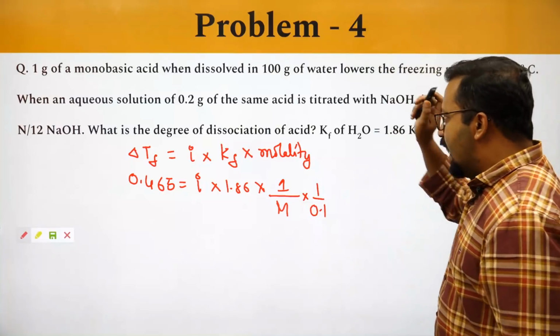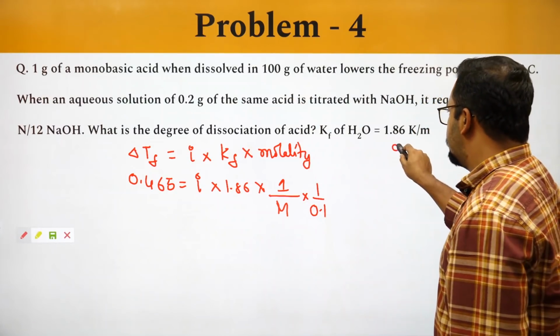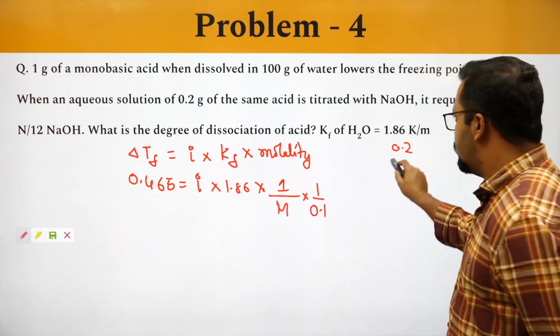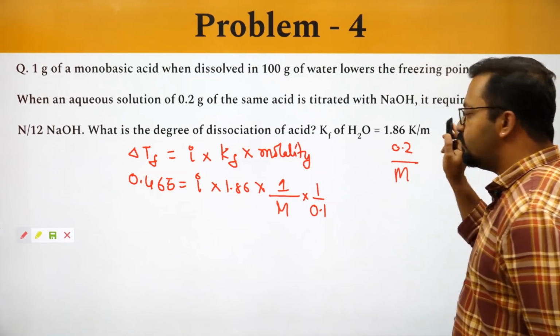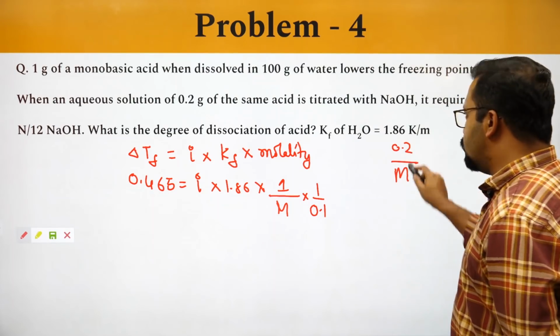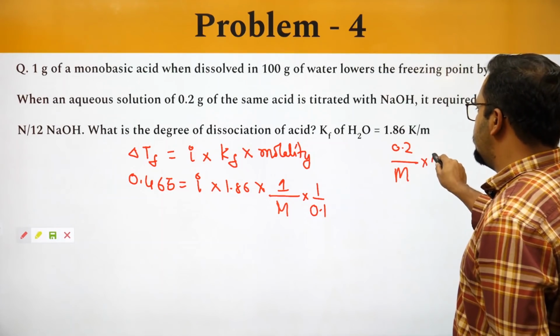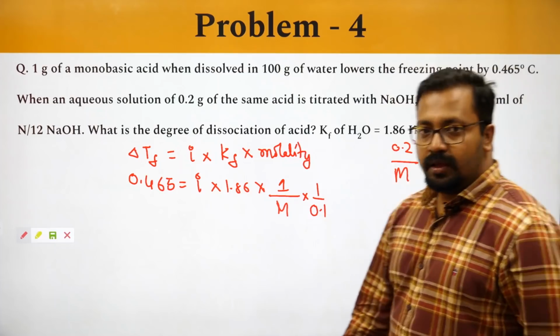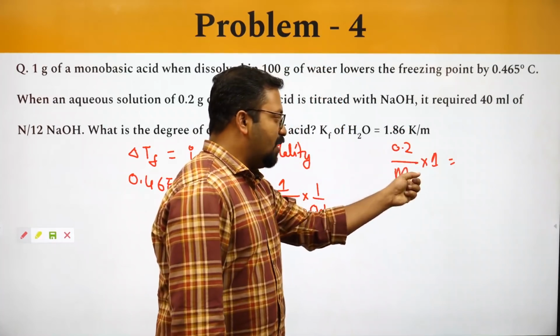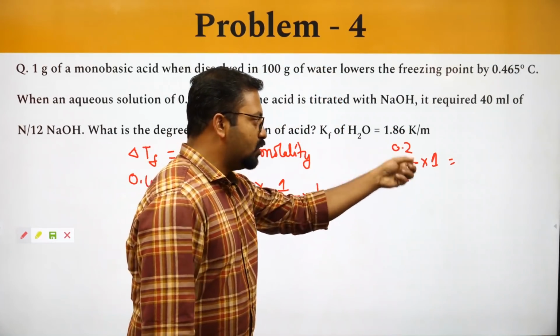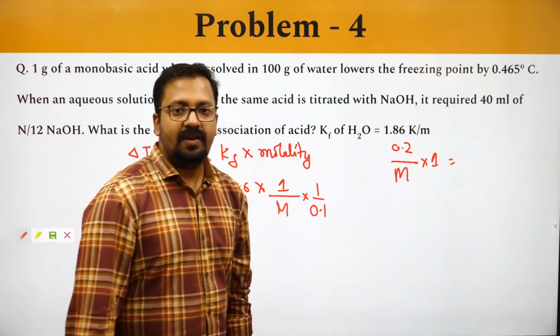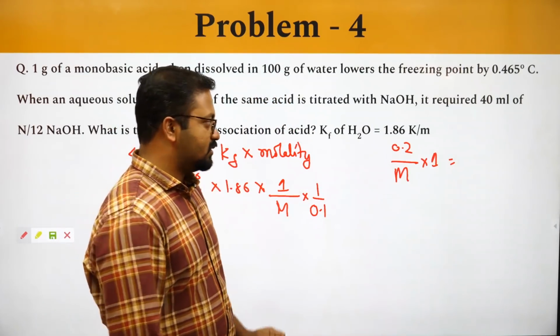So 0.2 gram of the acid whose molecular weight is M, monobasic, so n factor is 1. Weight by molecular weight gives the number of moles. Moles times n factor gives the number of equivalents.